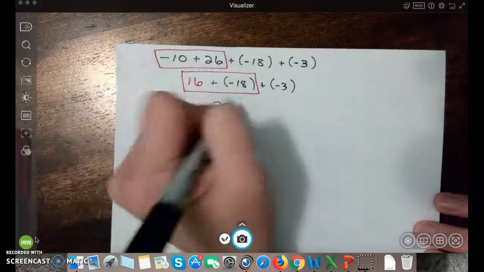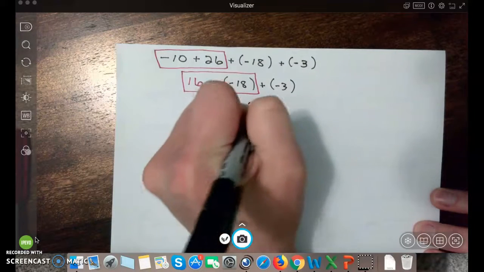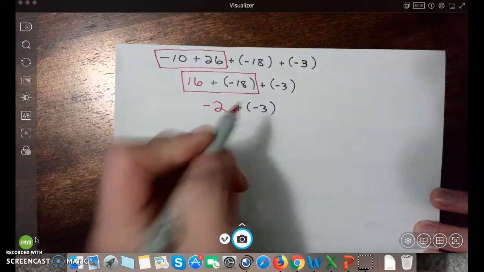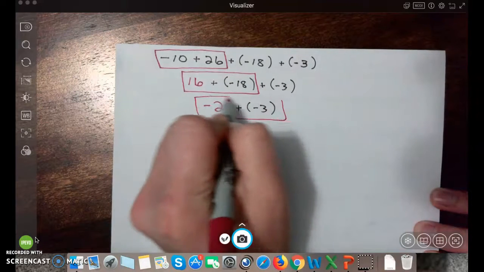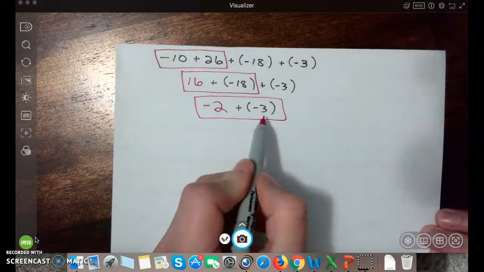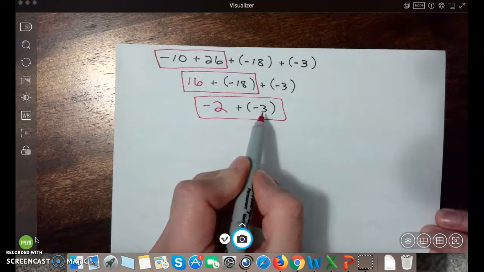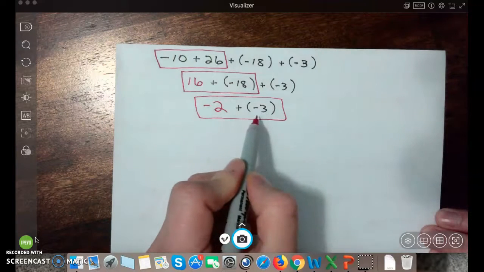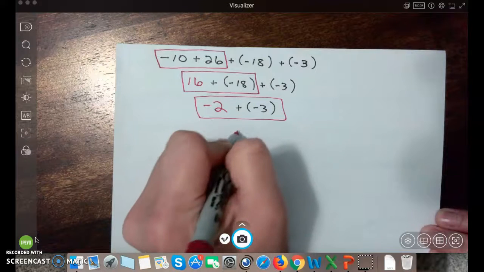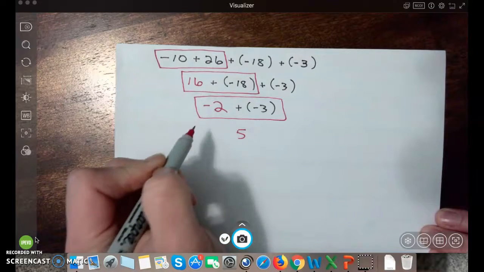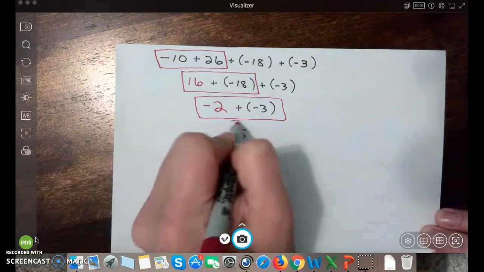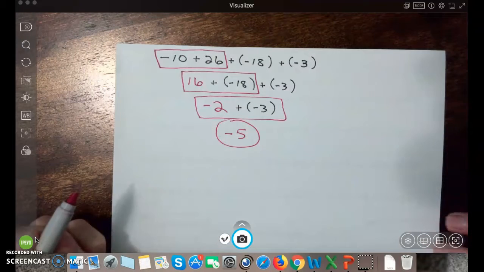All I have left to do now is bring down what I have left in the problem that I haven't used. And then my last step here is to add my -2 and my -3. This time my signs are the same. And in our rules, when they are both positive numbers or they're both negative numbers, we're going to add 2 plus 3. And because I started with 2 negatives, I'm ending with 2 negatives. And my final answer is a -5.